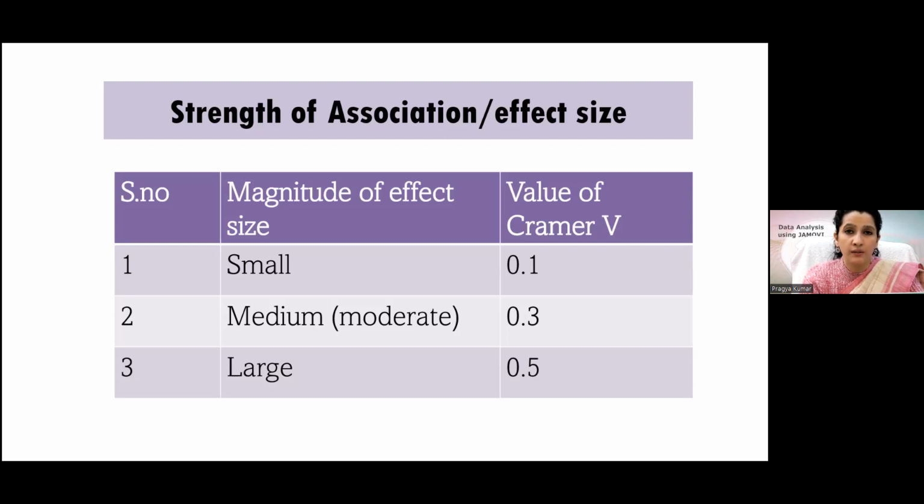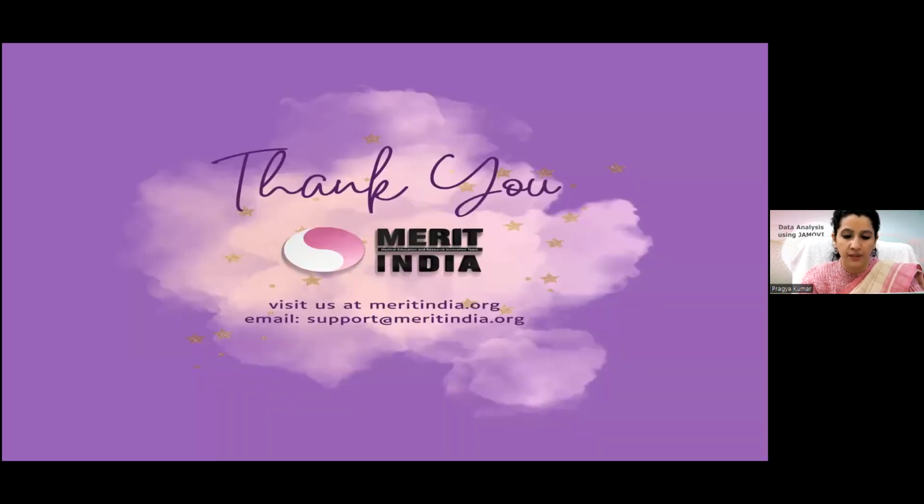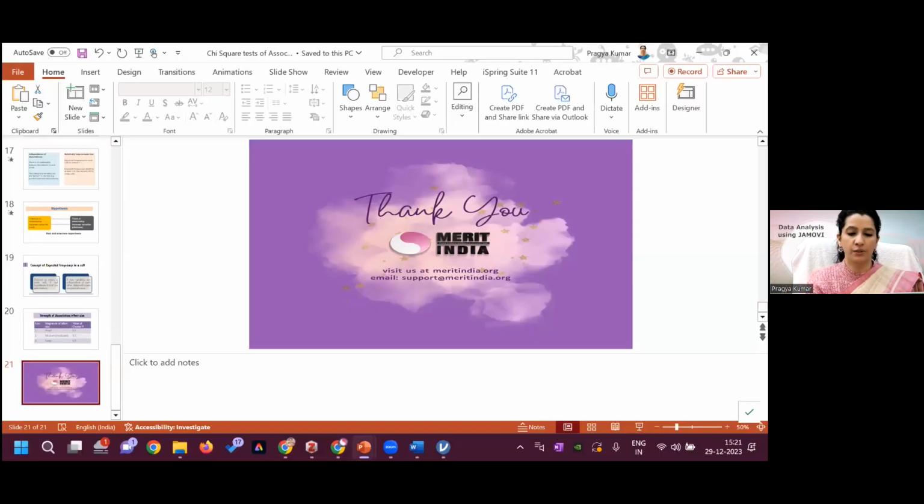So what is the interpretation? If the value is up till 0.1, we say that it is a small effect size. If it is up till 0.3, we say that it is a moderate effect size. And if it is up till 0.5, we say that this is a large effect size. So this was regarding test of association. So I'll just show this in Jamovi, how to do this.